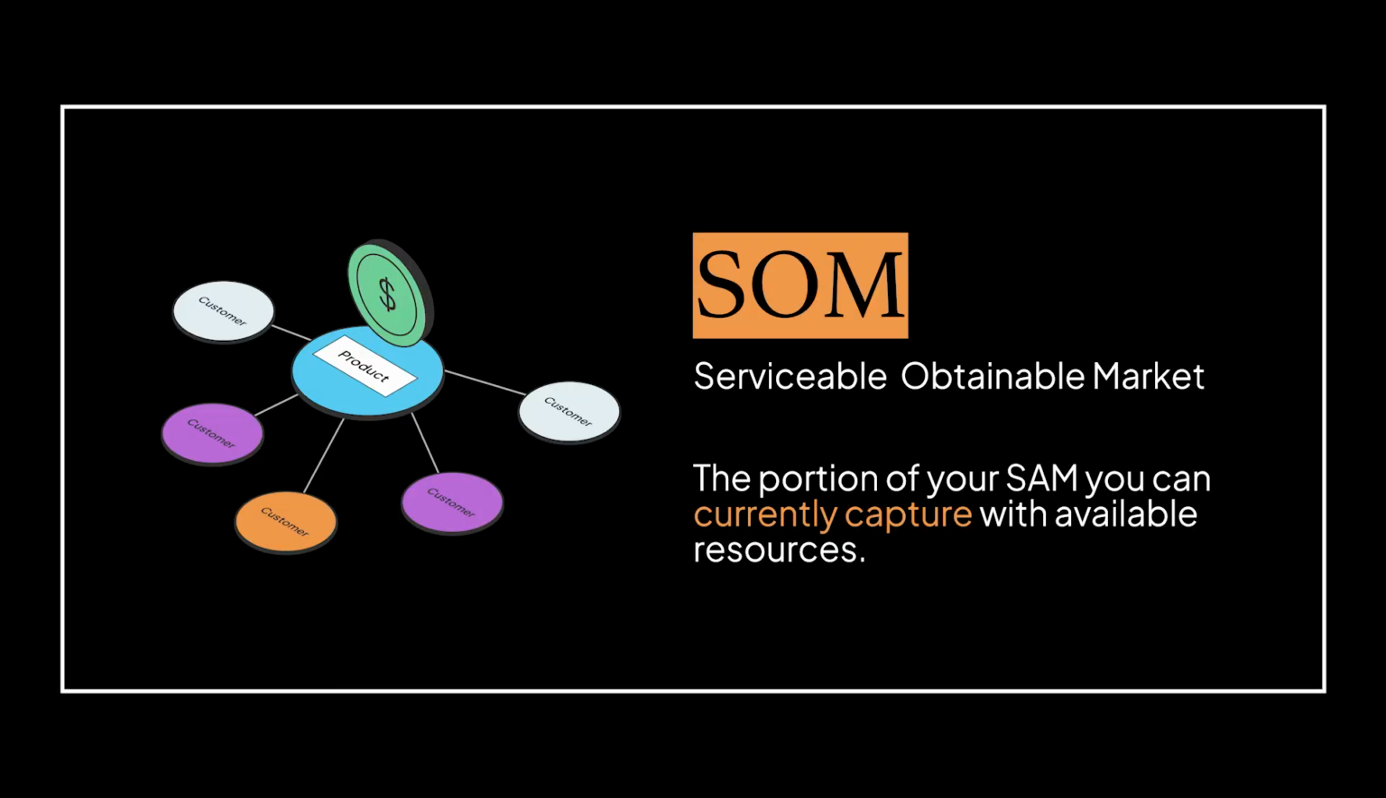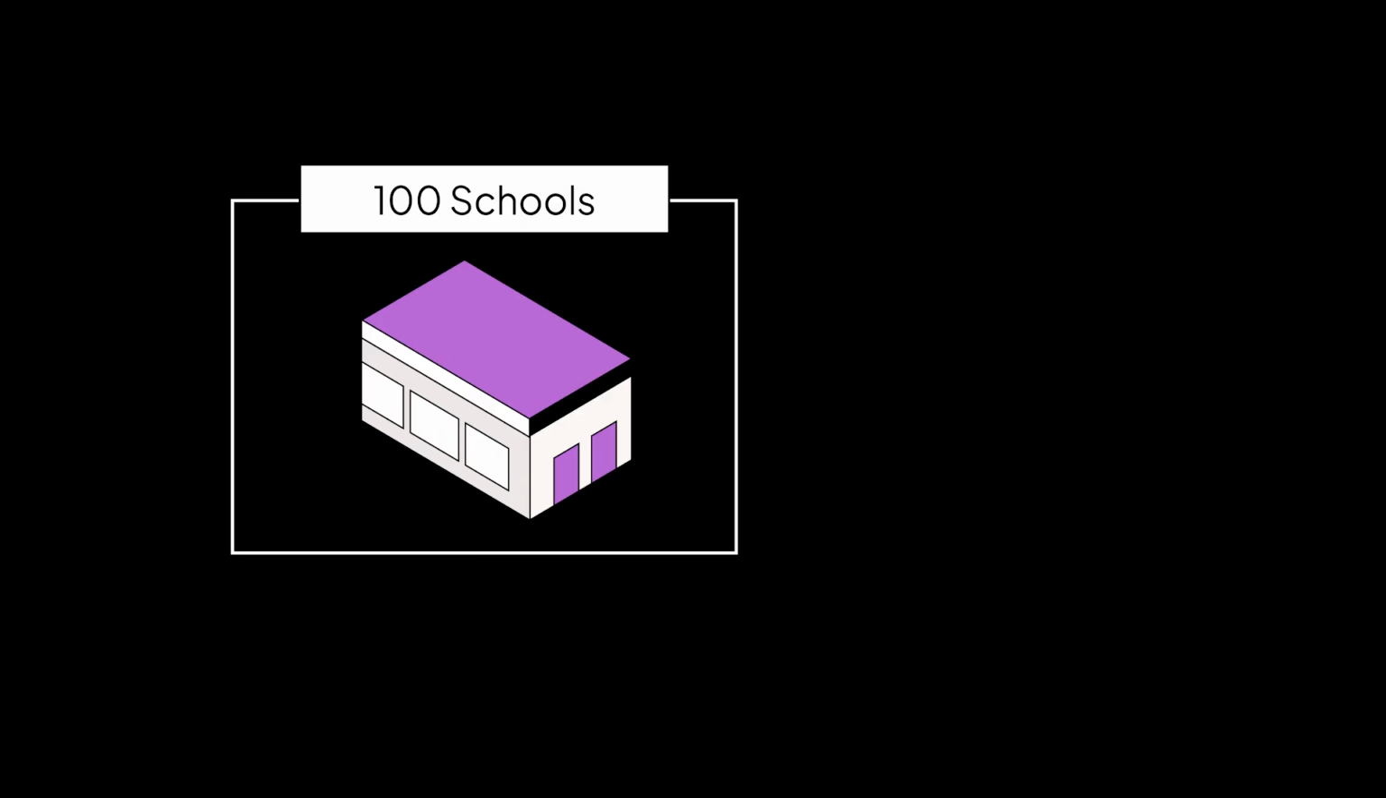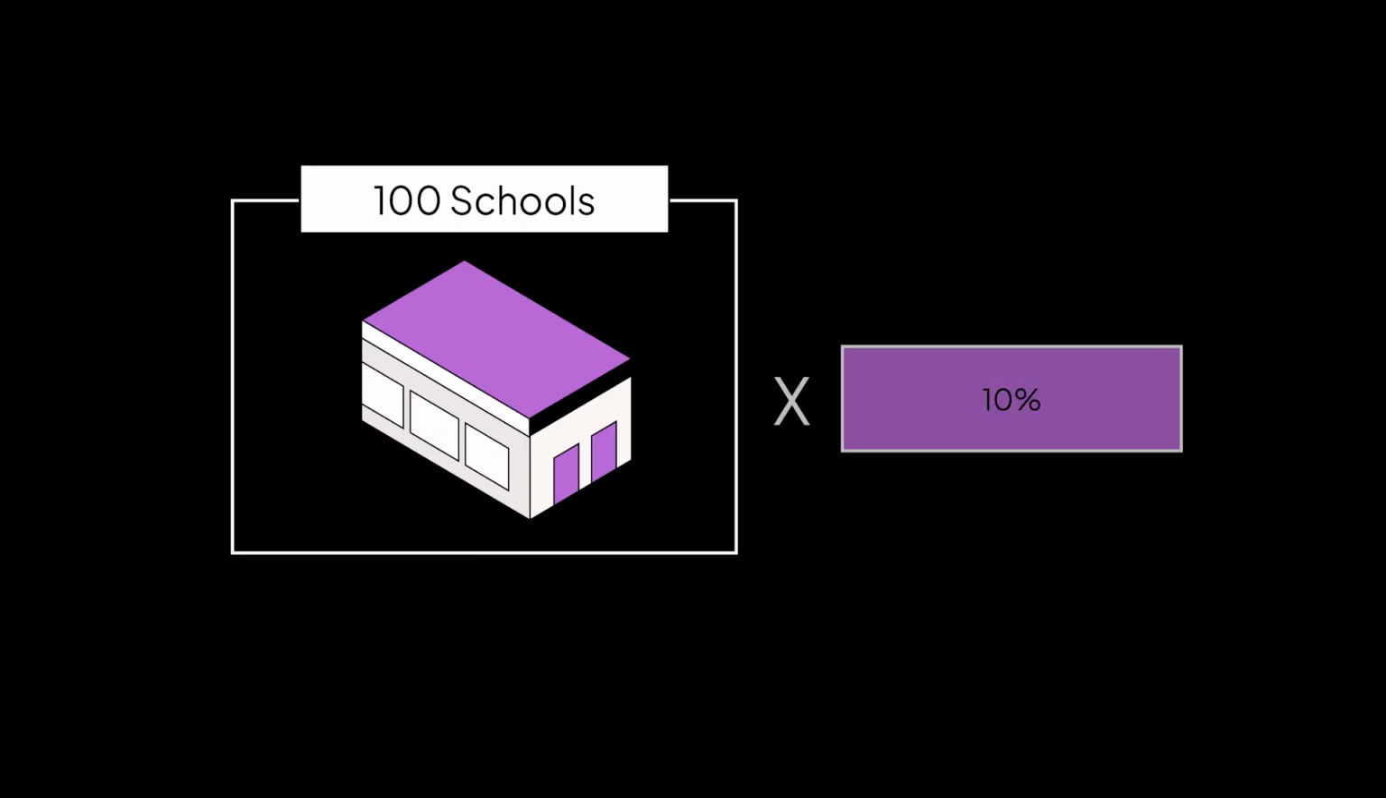This is your Serviceable Obtainable Market, or SOM. It's the portion of your SAM that you can currently capture with available resources. So let's do some quick math. Say your SAM is 100 schools, and with the resources you have right now, you can realistically capture 10% of them.